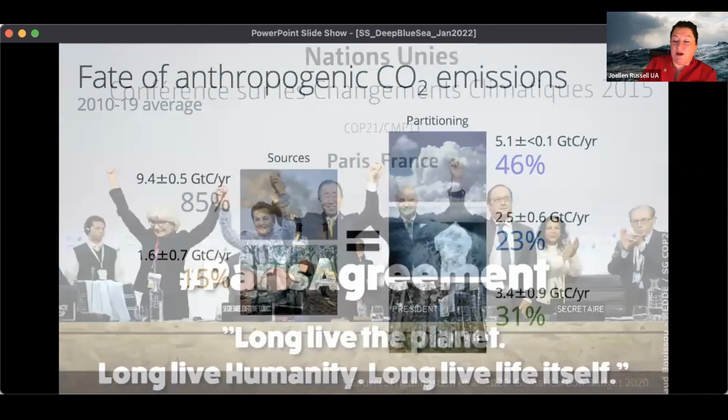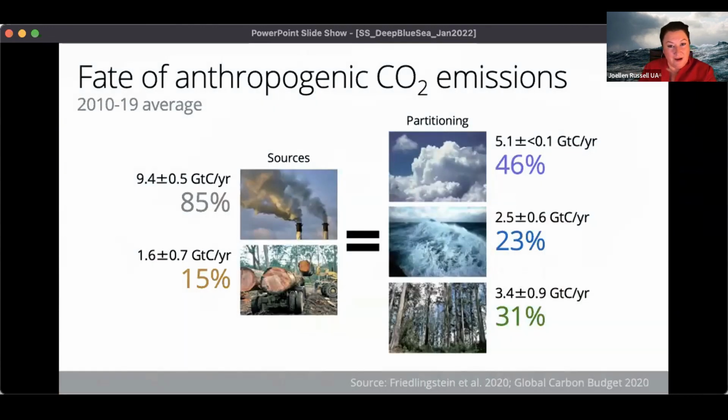But now we have this Paris Agreement. So how do we verify? How do we figure out where all that carbon dioxide is going? It's not all hanging out in the atmosphere. About 85% is coming from fossil fuel burning, and another 15% from clearing of forests and land use changes, basically. And about 46% hangs out in the atmosphere, and about a quarter hangs out in each of the ocean and the taken up by growing things, by green plants.